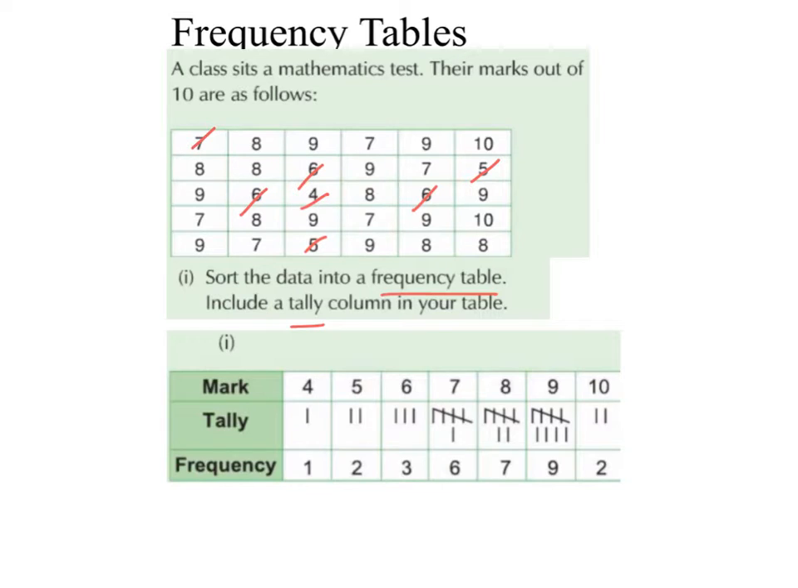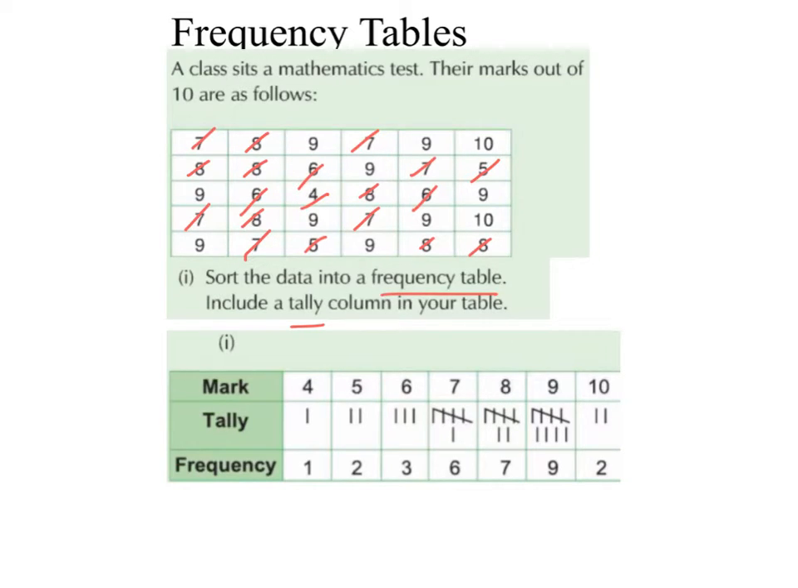Next I move on to 7. So I've got 1, 2, 3, 4, 5, 6, 7s altogether. So I have 1, 2, 3, 4 dashes with a line going through it. That represents 5. And another one represents 6. So I've got 6 in my frequency table. Then I move on to 8. I've got 1, 2, 3, 4, 5, 6, 7. So I have 4 dashes with a line going through it, which represents 5, and 2 more makes 7.